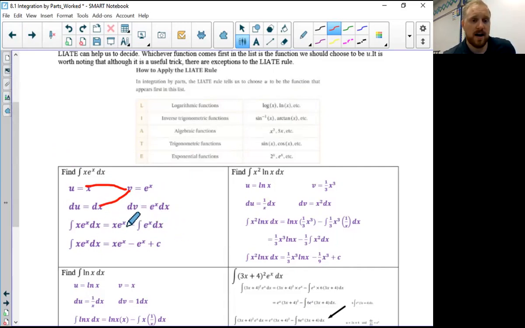And so that's how I got this, x times e^x minus the integral of e^x dx. Then this becomes easier to integrate. We're going to take the integral of e^x dx.